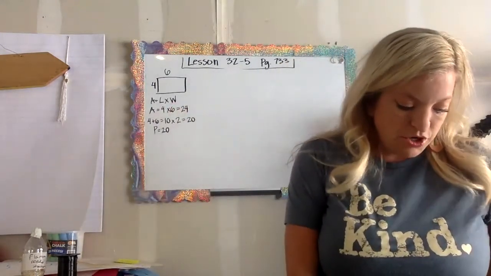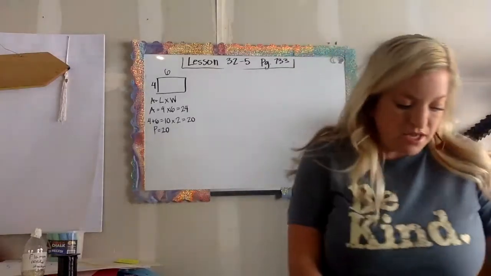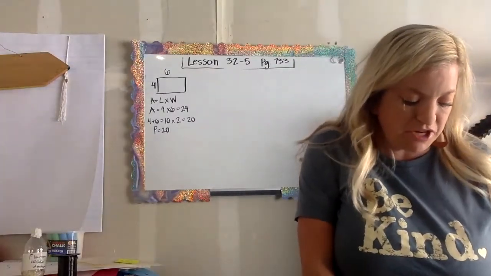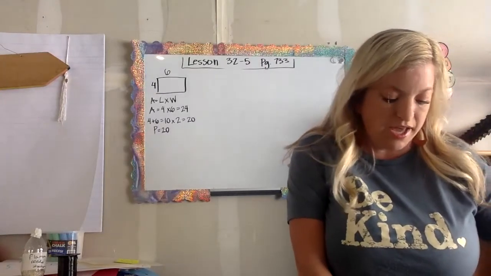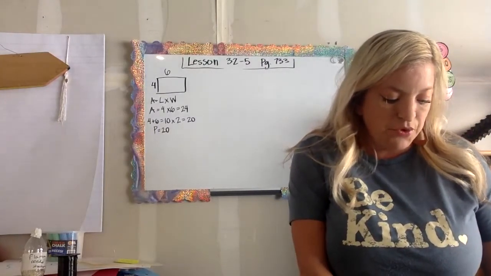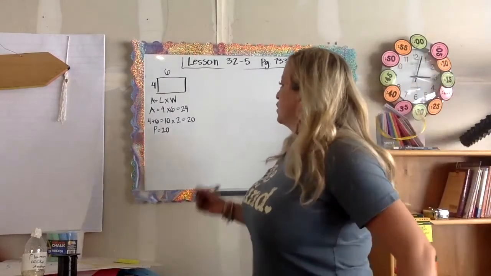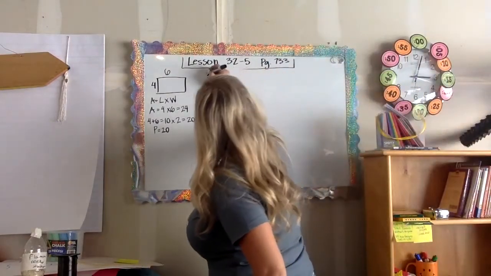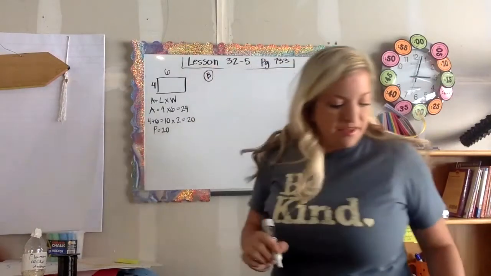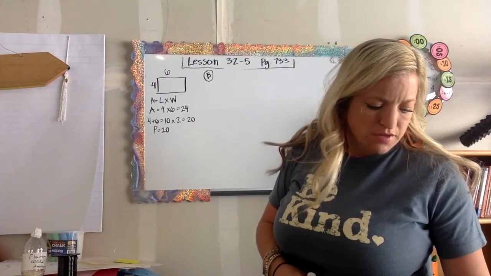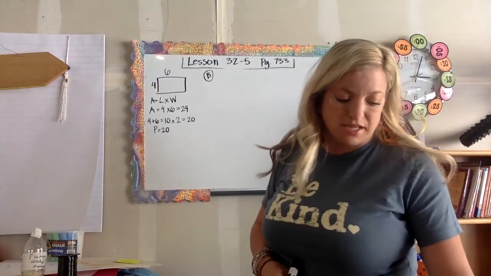Part B. This is part A. Part B: Use the grid to draw a rectangle that has the same perimeter but a different area than rectangle A. Label it rectangle B. Write the perimeter and area of rectangle B. And this one, I'm looking for a different area, but the same perimeter.